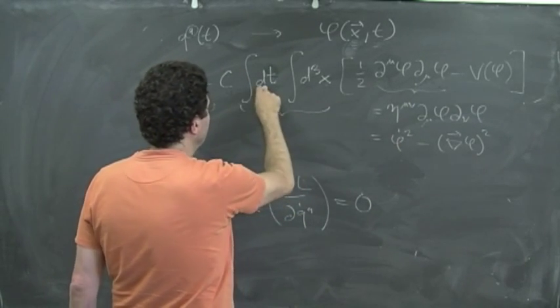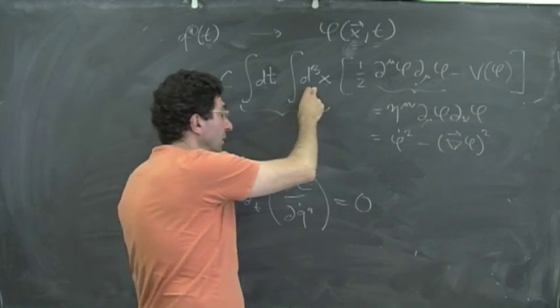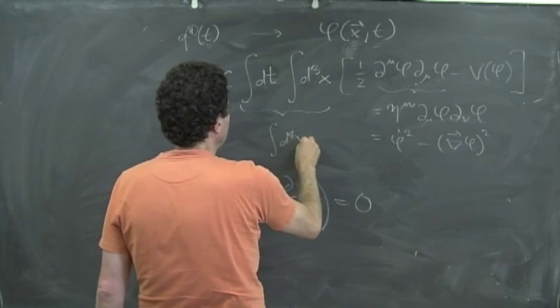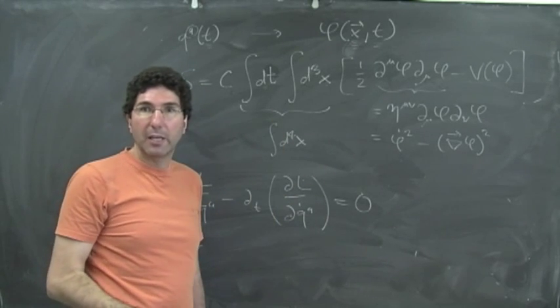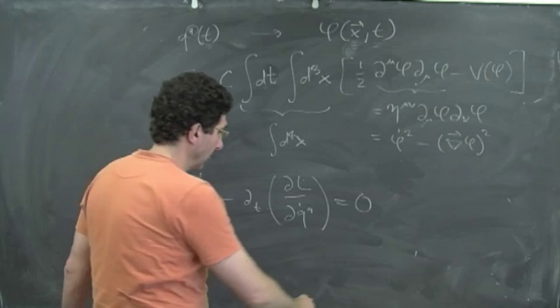Notice also here I've integrated over time, but then I'm also integrating over space. So at the end of the day, I'm integrating over space-time. So this all looks very, very Lorentz invariant.